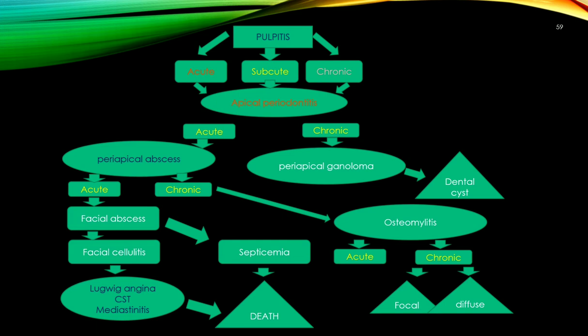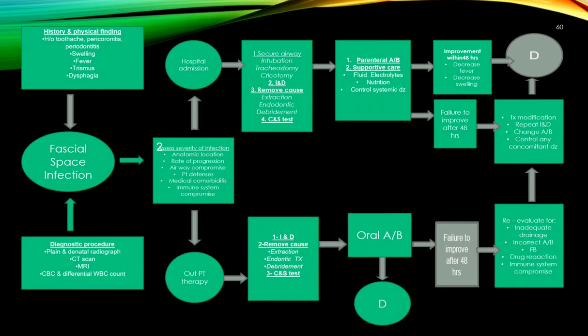If a patient has pulpitis, it can go into septicemia or cellulitis if it is acute. If it is chronic, it can go into osteomyelitis. So the problem has to be identified and treated as soon as possible.